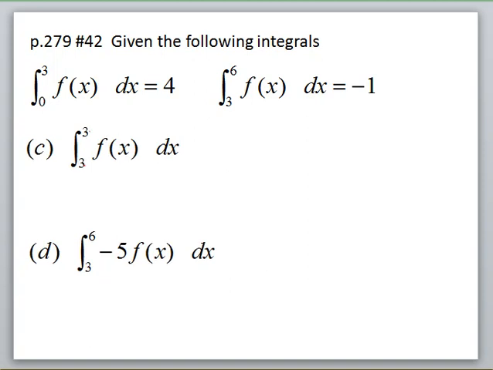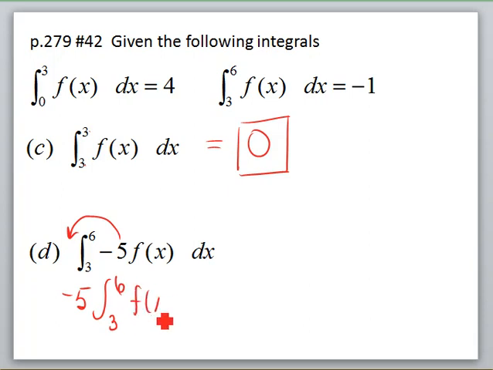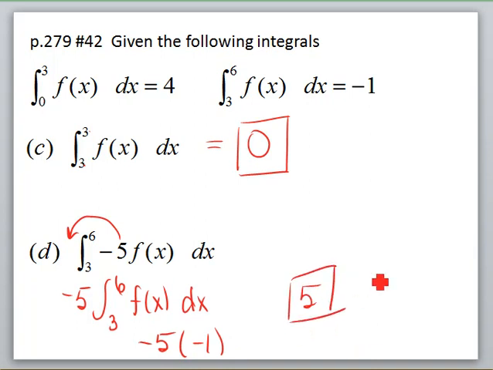Moving on, the next problem, I still have the same information that's given. I just have some different bounds. So here I have the bounds 3 to 3. Well, from 3 to 3, I know that special definition to be equal to 0. The next one has the constant, so we can bring the constant out front. Write it as negative 5 times the integral from 3 to 6 of f of x dx. Well, that gives me negative 5 times whatever this area underneath the curve is, which is negative 1. And then negative 5 times negative 1 happens to be 5. So the area underneath the curve would be 5.